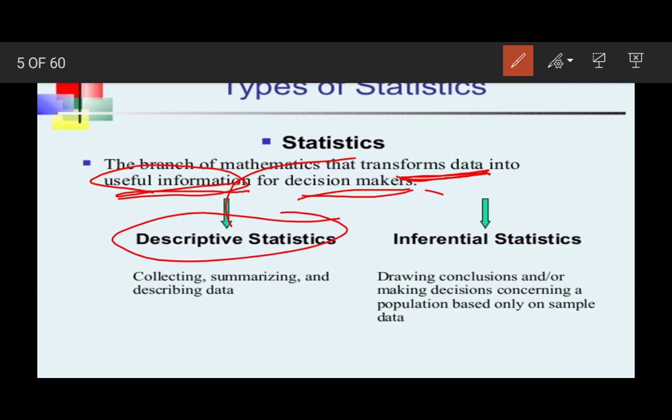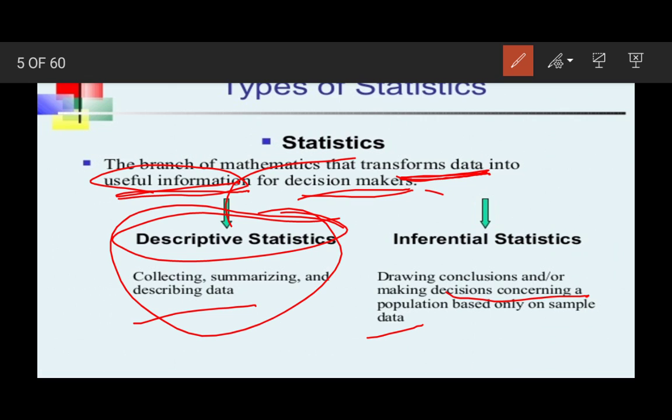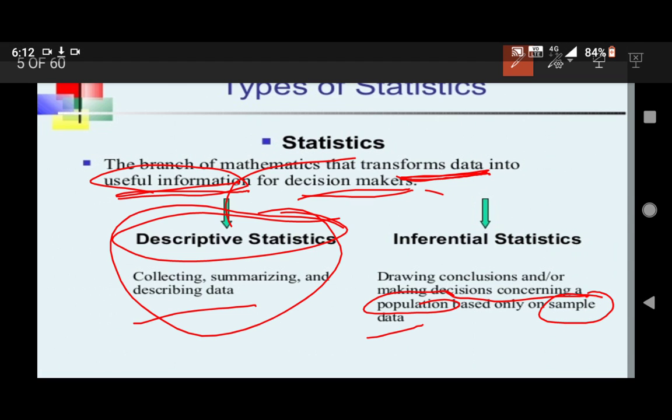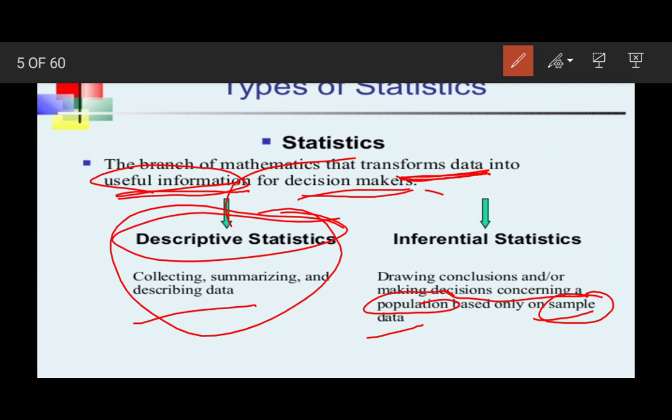Now descriptive means collecting, summarizing and describing the data. So describing the data, in that comes collecting, summarizing, presenting, all this comes under descriptive statistics. Then inferential statistics means drawing conclusions or making decisions concerning a population based on sample data. Sometimes it is not possible to collect the whole data, so what we do is take a sample, and on the basis of the sample we can draw a conclusion for the population.